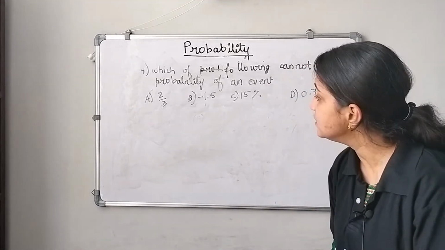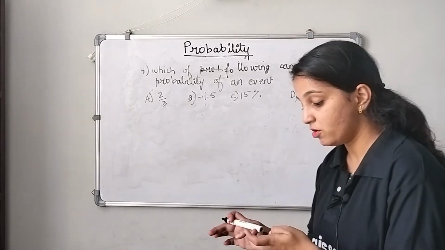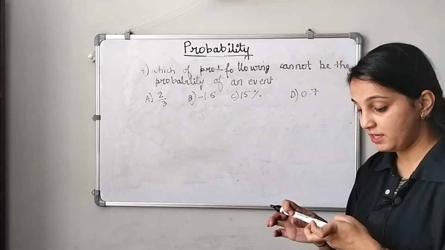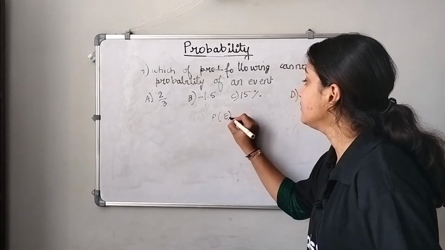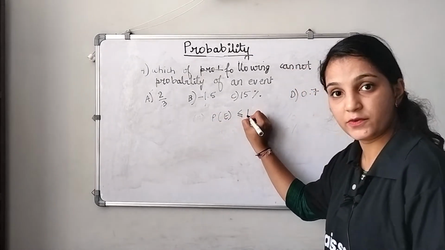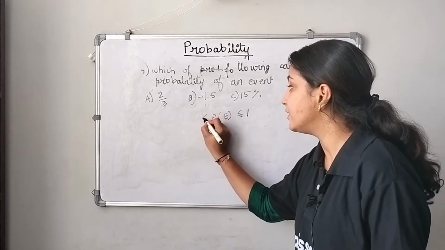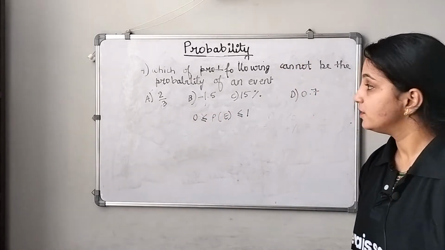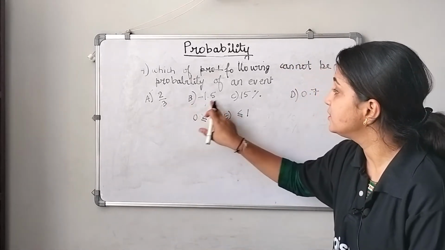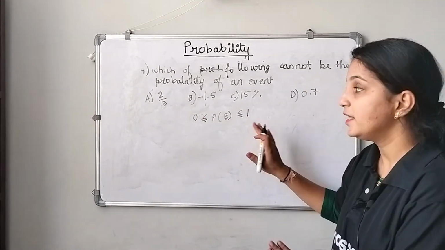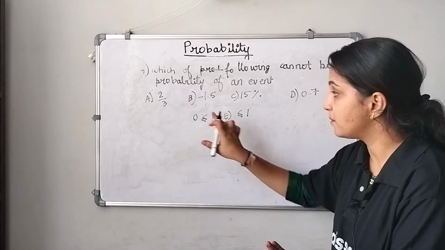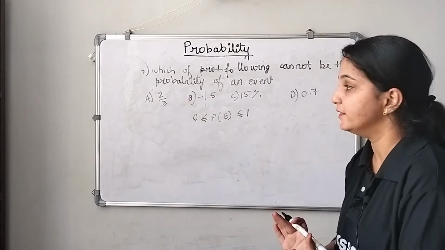Now in this question, we have already seen that the probability of an event lies between what? It is always less than or equal to 1 and greater than or equal to 0. Now we have to find such numbers which come between 0 and 1. Then the probability of an event will be valid.